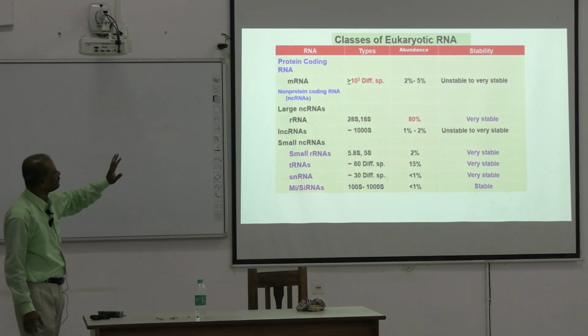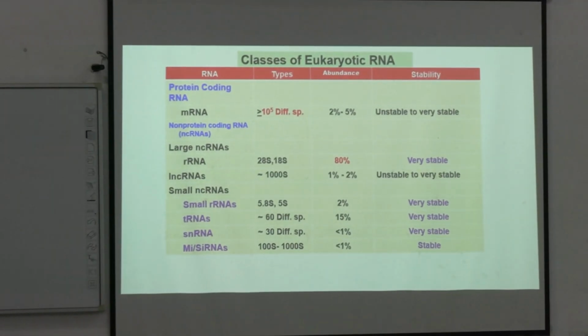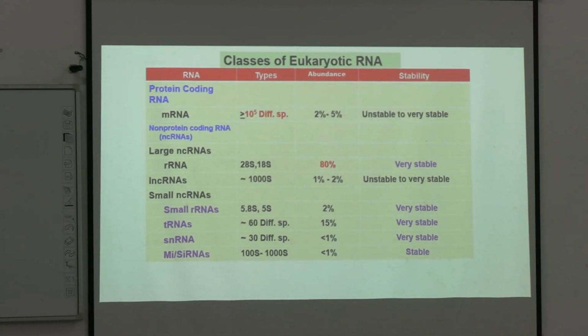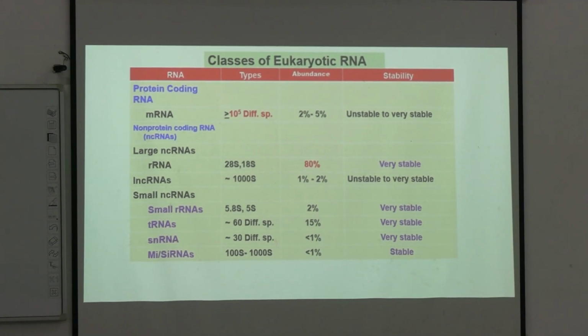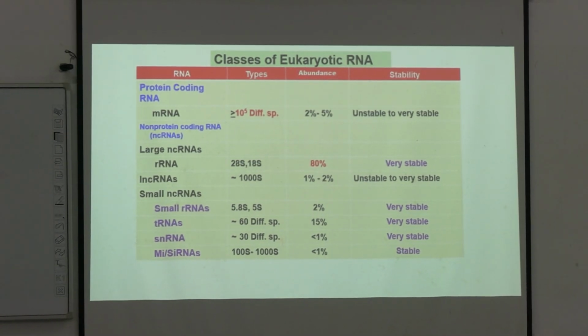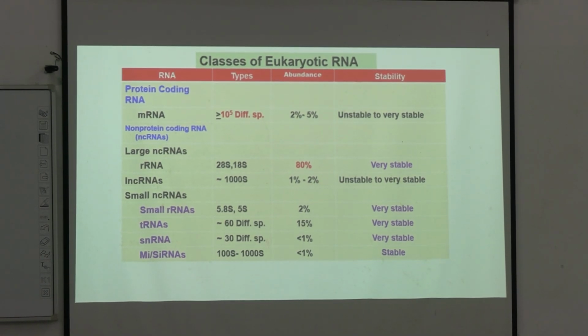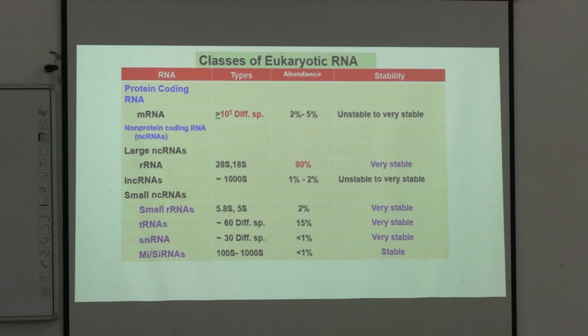So, you see the classes of eukaryotic RNA by and large. The mRNA, we are having 1 lakh genes, so nearly more than 10 to the power 5 mRNA species. There is the stability, again it may be very unstable to very stable. Those which are unstable require frequent synthesis, but those which are stable do not require so. From the chart you can understand the different types of eukaryotic RNA and their abundance.